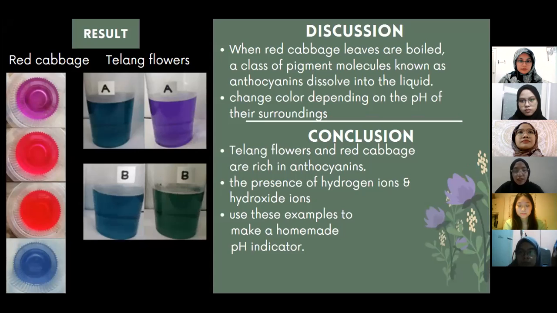In conclusion, telang flowers and red cabbage are rich in anthocyanins. Vinegar and lime juice show the presence of hydrogen ions when the color of red cabbage changes to red. On the contrary, baking powder shows the presence of hydroxide ions and turns the color of red cabbage into blue. Lastly, we can use this example to make a homemade pH indicator.